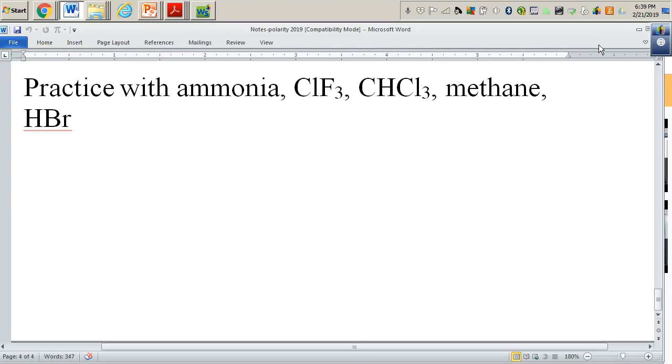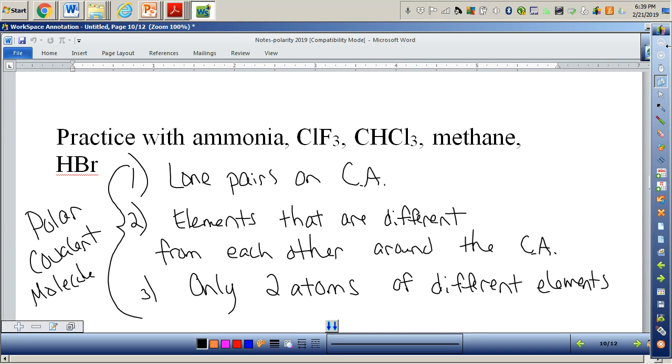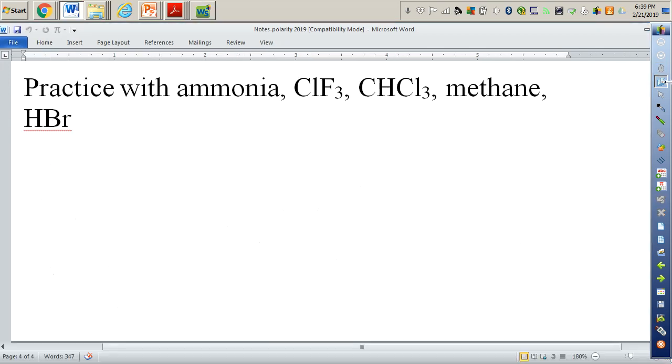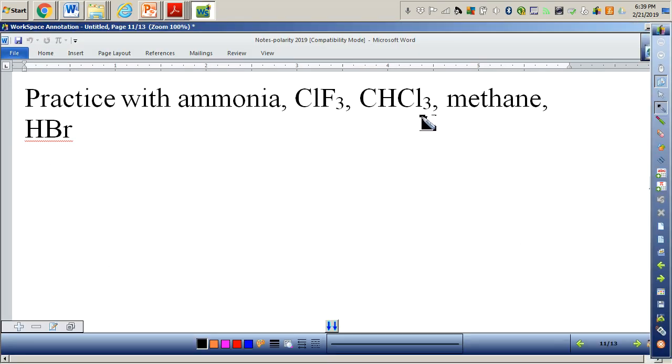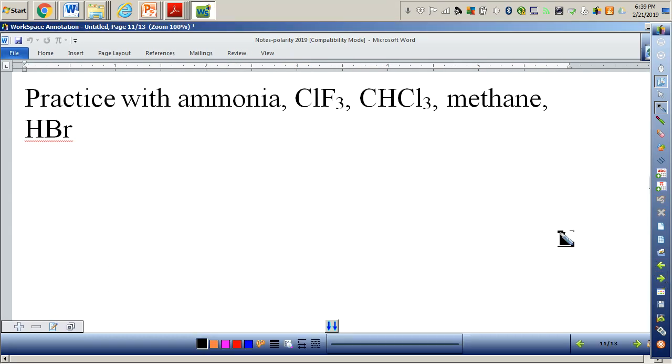Okay, so this is just part 3 of our notes on determining if a molecule is polar or nonpolar. We did some examples with CO2 and water. I'm just going to show you a few more examples, and we're going to use those 3 criteria that I showed you in the last video.